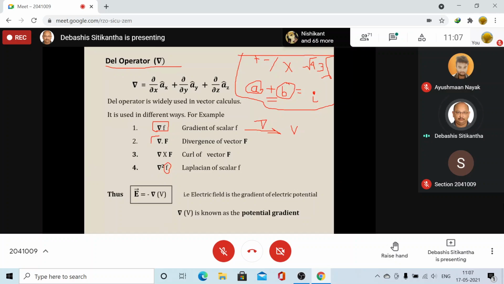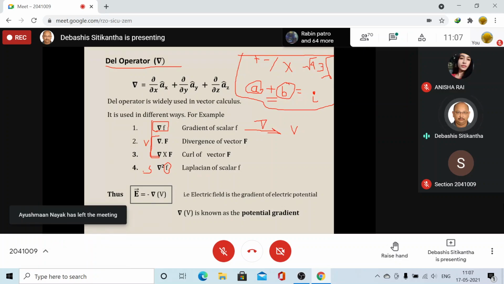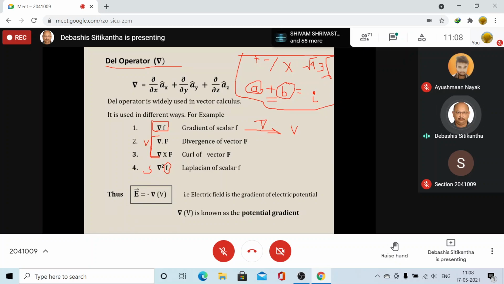So basically these three are going to give you some vector quantity, and the last one is going to give you a scalar quantity. In this way, we can operate this del operator in different modes to get different types of quantity. Because in vector calculus, sometimes it is necessary to convert a scalar quantity into a vector quantity. I have also explained in the class why sometimes we require the scalar quantity to be converted into a vector quantity. So in this way, we have to operate the del operator.